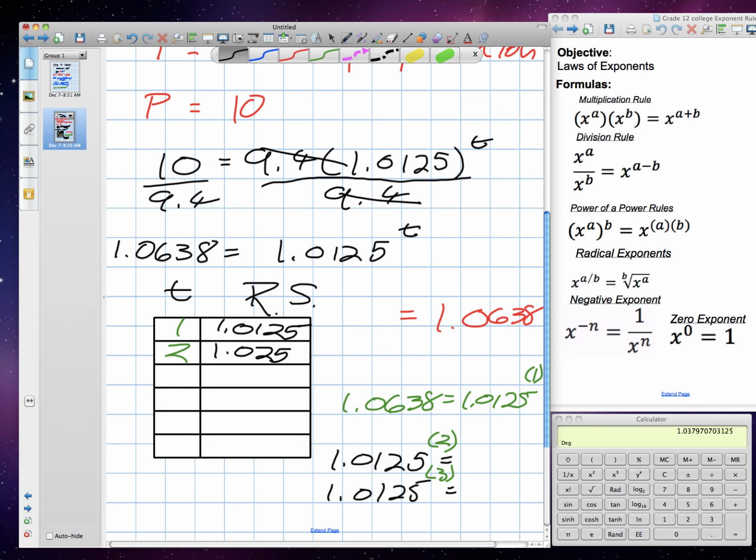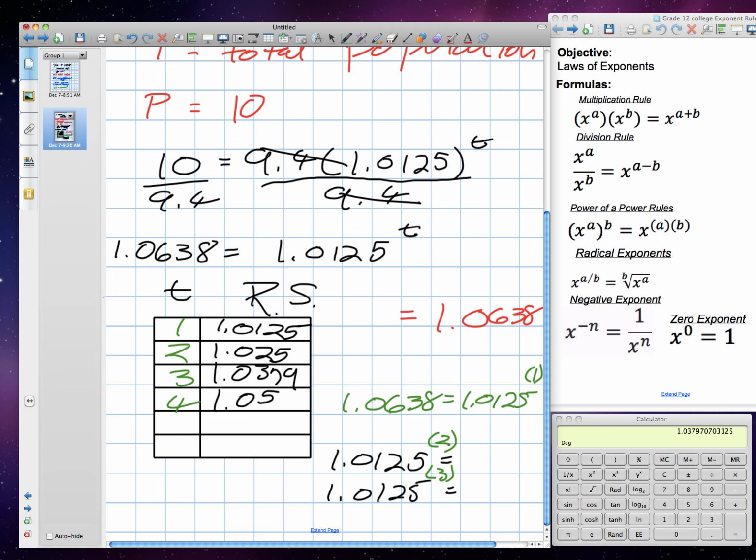So we get 1.0379. That's our third value. So we would continue this pattern down. We're going to actually go through them just to make sure, because we're not that far, it looks like, from the answer. We'll do it to the power of 4. So now that you have this number in your calculator, you can just follow along. 1.0125 to the power of 4 is going to equal 1.05. So we're getting closer to our value.